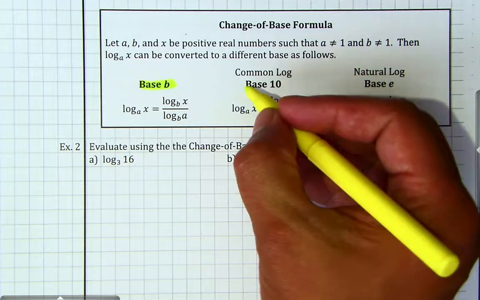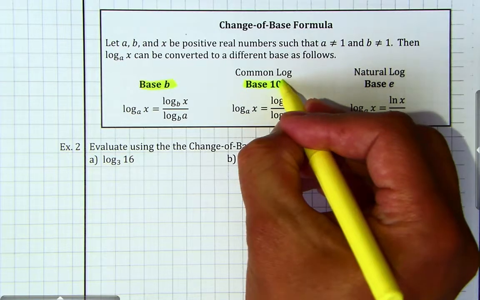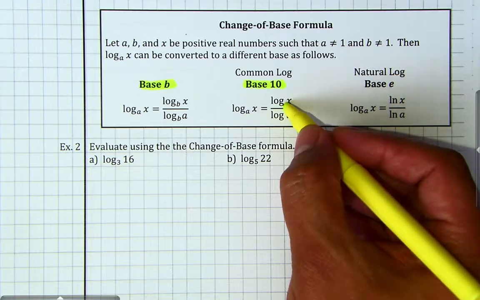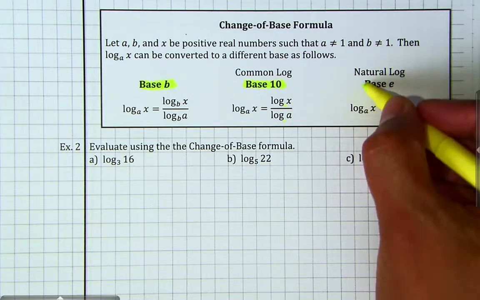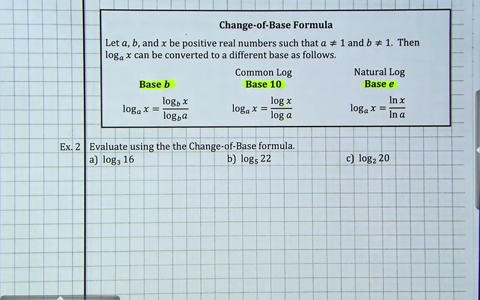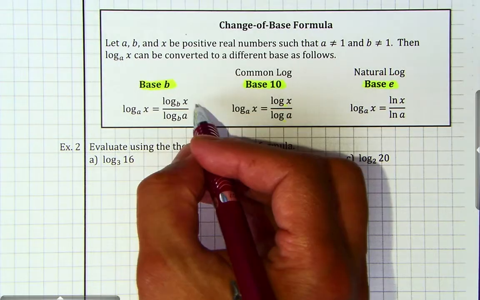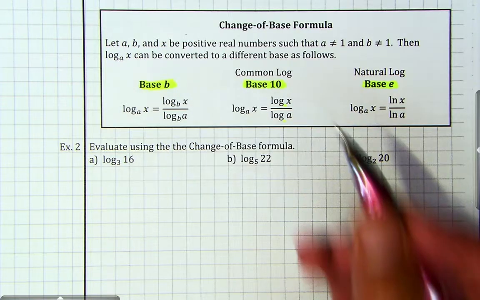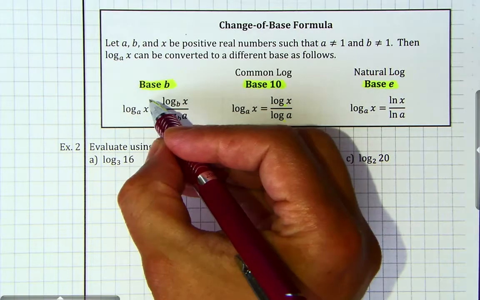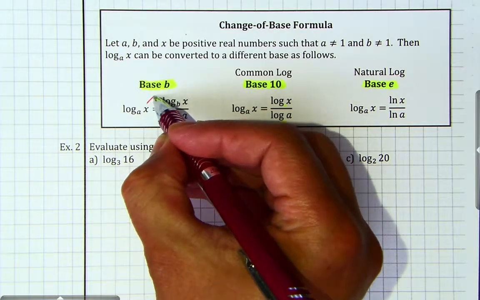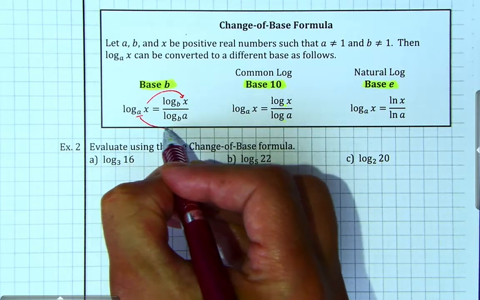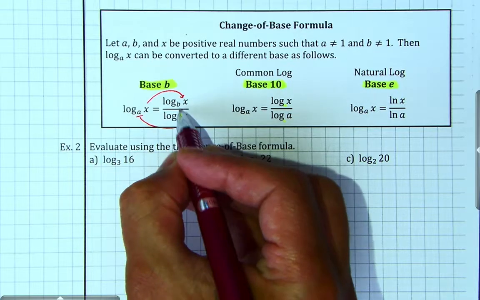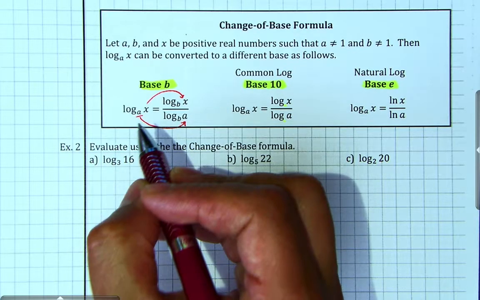Or we can change it to base 10, where there's a 10 in here that we don't write down. Or we can change it to base e. So we can change the base of any log, but we just need to follow the following equation. Now, you want to draw your arrows in red: the x goes on top, and if a is your base, it goes on the bottom. And then you can decide what value you want for b, depending on what new base you want.